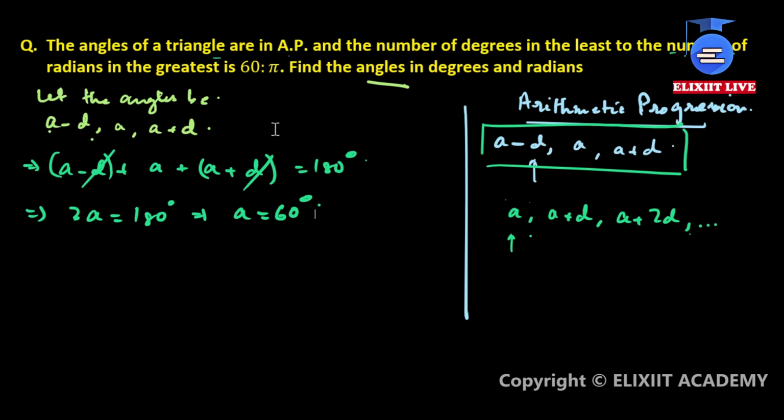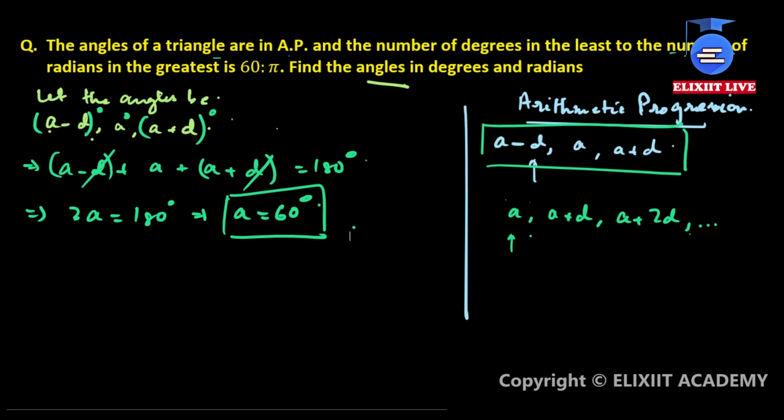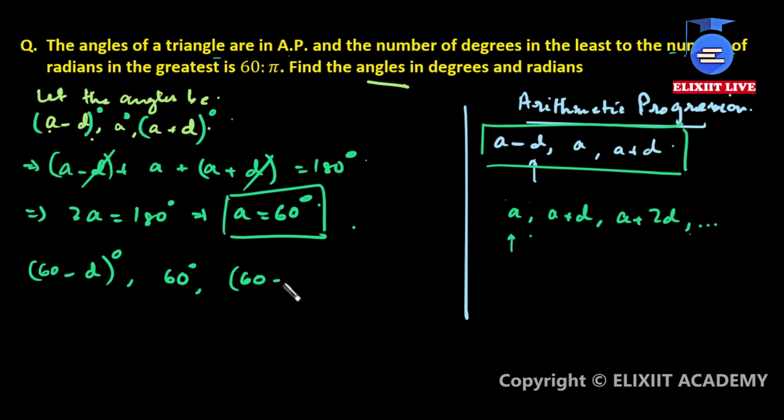That's why I was saying take the angles in this manner. This is all in terms of degrees: A minus D degrees, A degrees and A plus D degrees. So I am easily getting A from here. This is one benefit of taking A minus D, A and A plus D. So basically the angles are now 60 minus D degrees, 60 degrees and 60 plus D degrees.